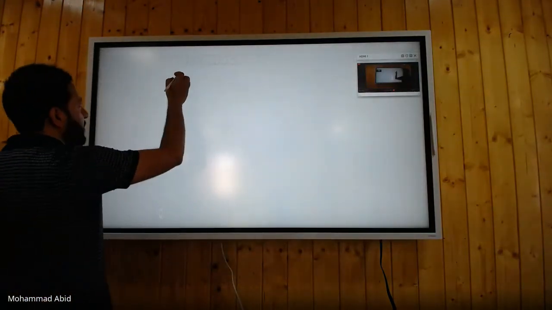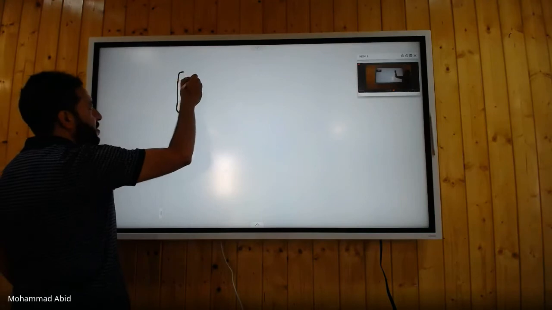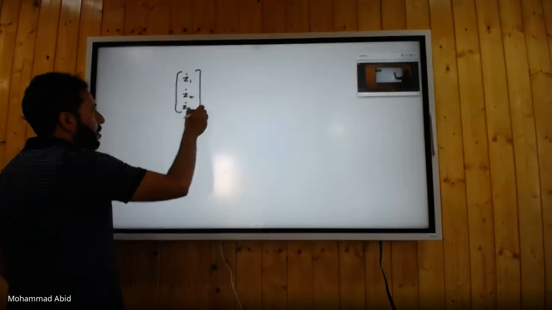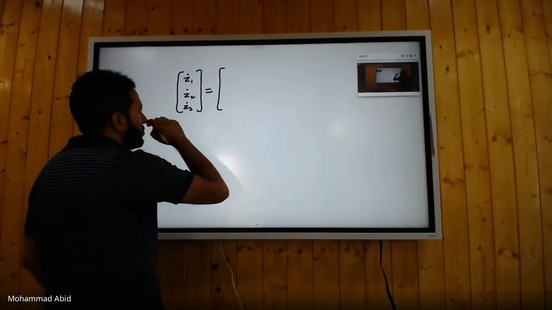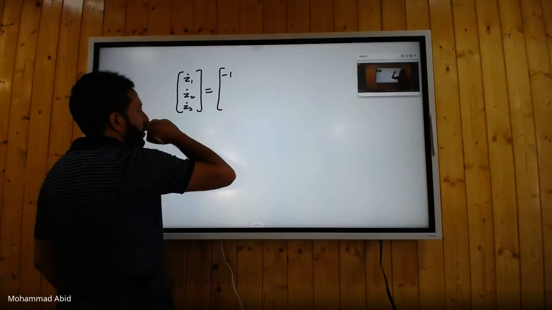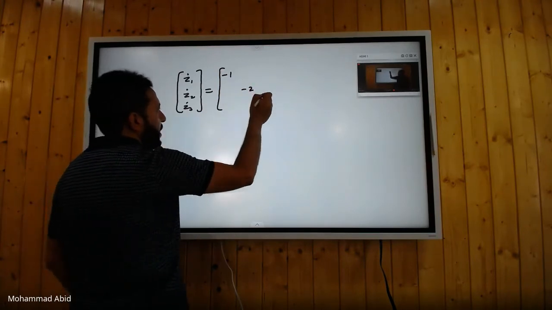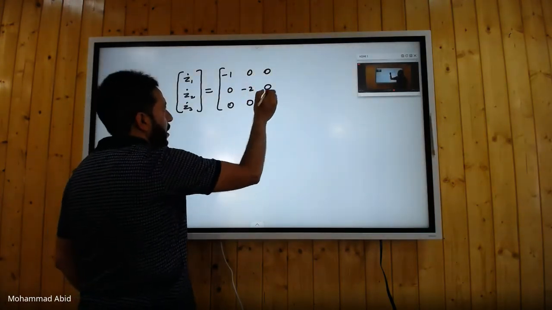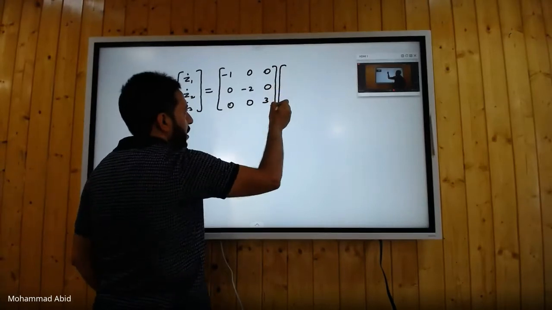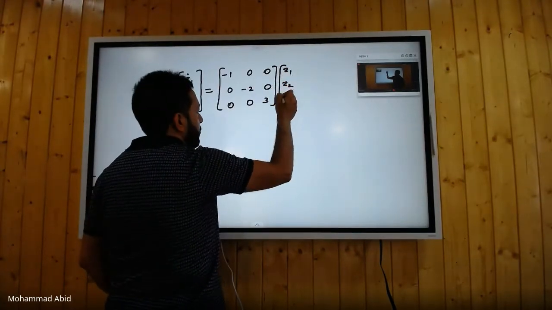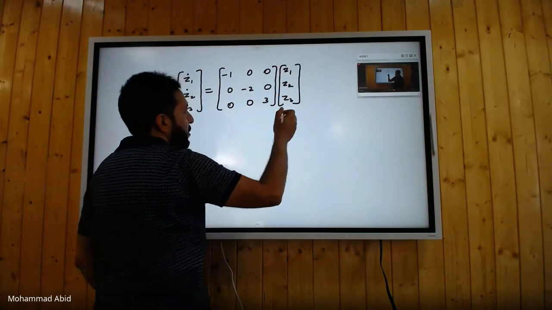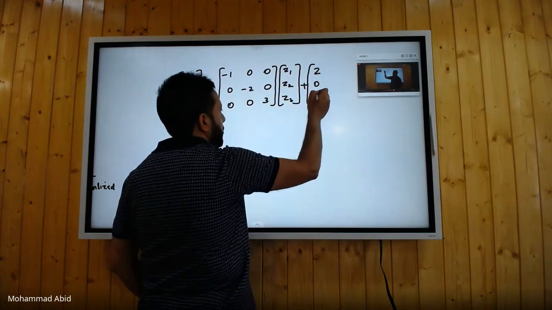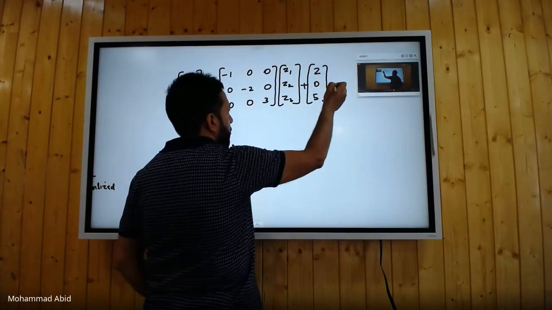You have a situation like this. Z1 dot, Z2 dot, and Z3 dot is equal to, let's say you have -1, -2, and 3, just like in the previous case. It's like this. This is Z1, Z2, Z3. Then you have something like this. Let's say 2, 0, 5 into U.